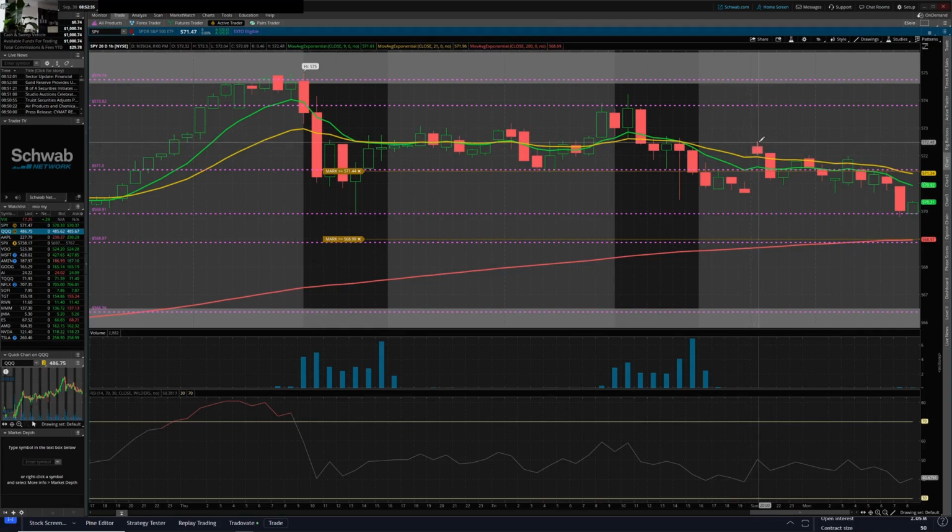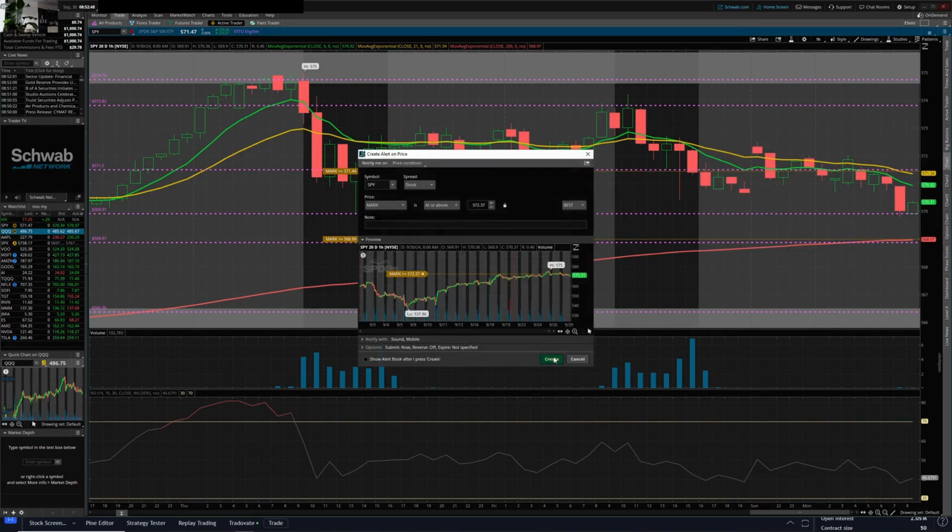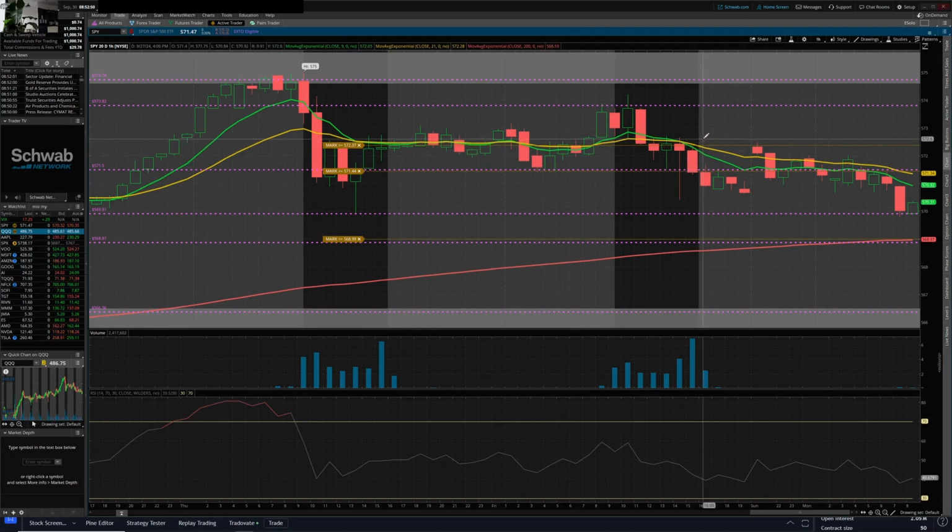Because that is the high of the pre-market. The pre-market high is the end of the day high from Friday, right? Which is right about here at 572. So we're going to go ahead and create an alert. Put an alert right there, so when we get back up to that area we can look at taking trades to the downside.